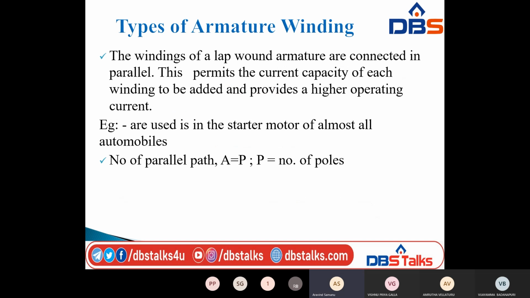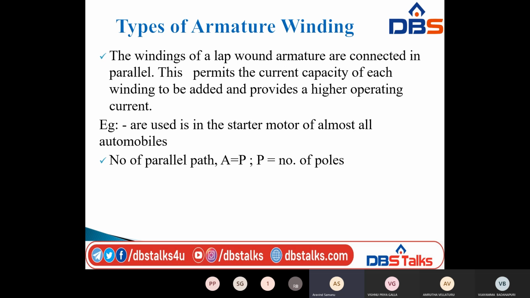The windings of a lap wound armature are connected in parallel. This permits the current capacity of each winding to be added and provides a higher operating current. You already know that. So this permits the current capacity of each winding to be added and provides a high operating current.